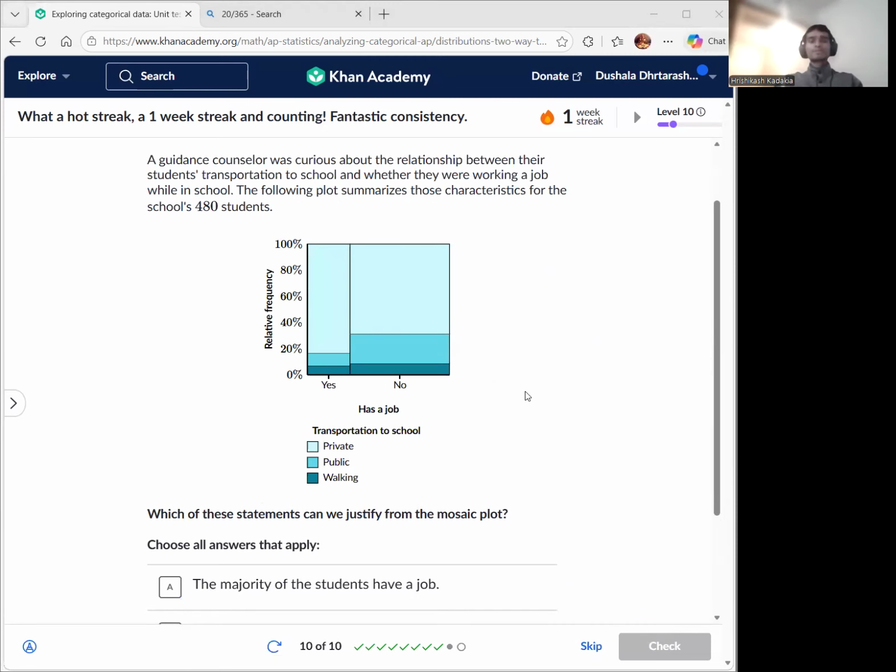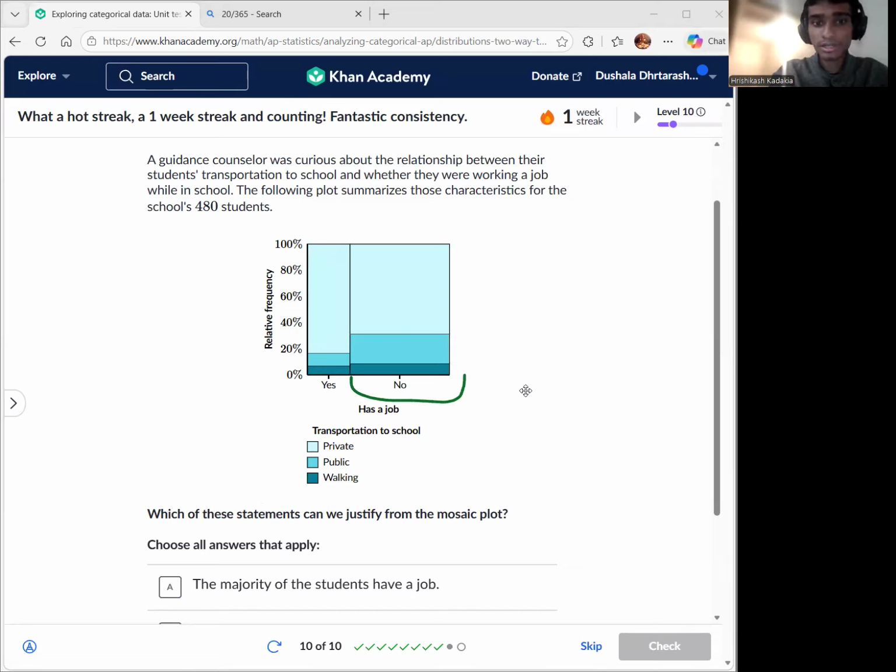Okay, Ghana's counselor was curious about the relationship between transportation to school and whether or not they're working a job in school. So they're working a job now in school or not. The following table summarizes the characteristics for the schools from 480 students. Transportation to school: private, public, walking. Working: what frequency? Some students are working, some students are not. So how many students have a job or not? Well, the bulk of students do not have a job.